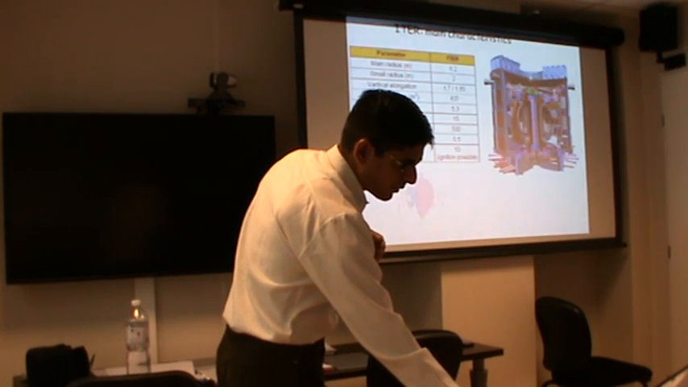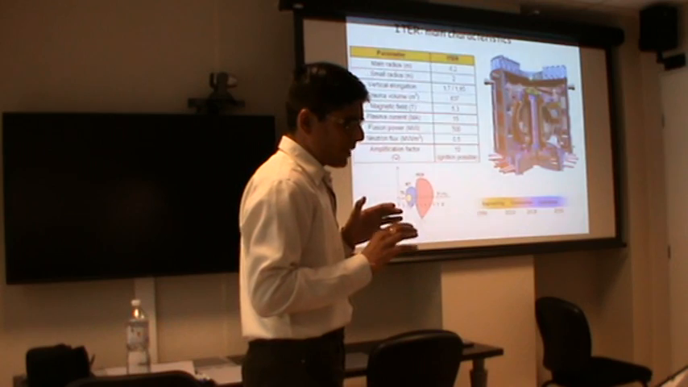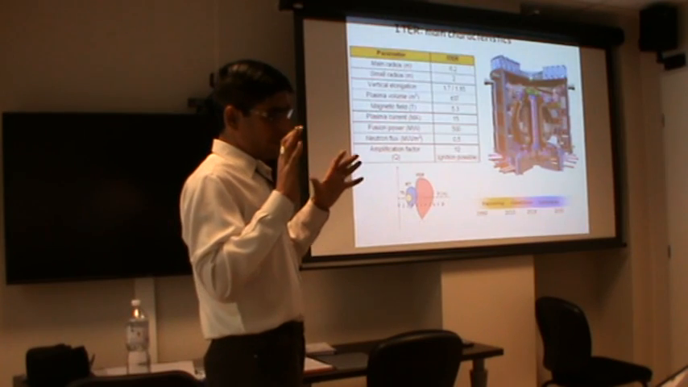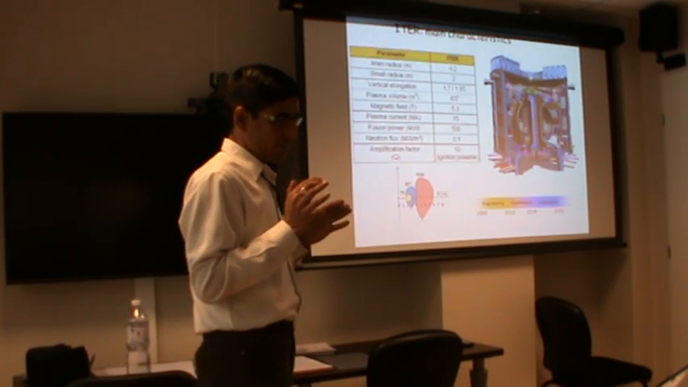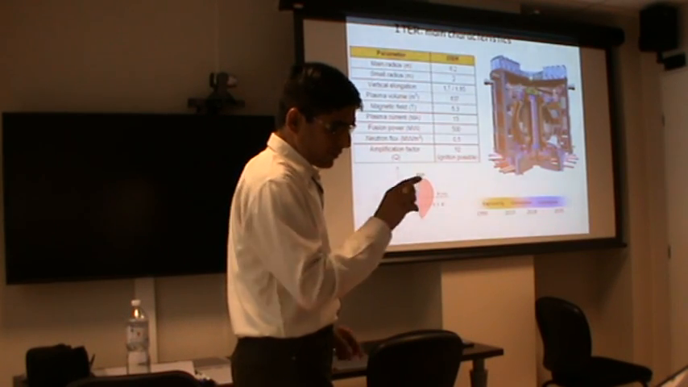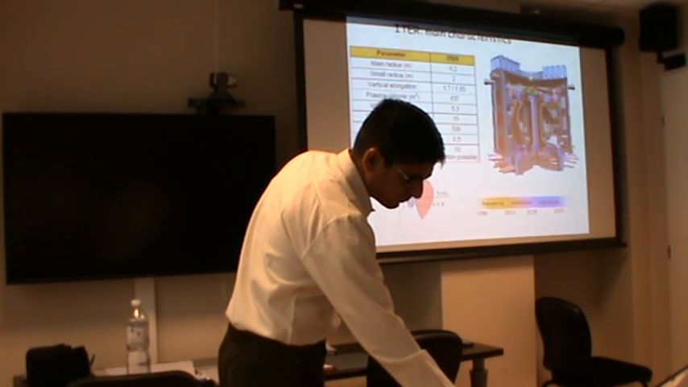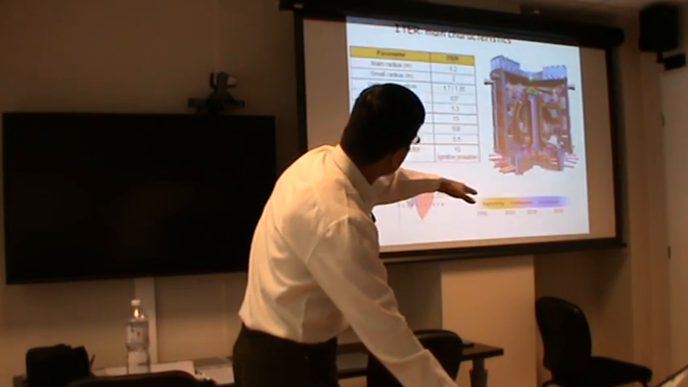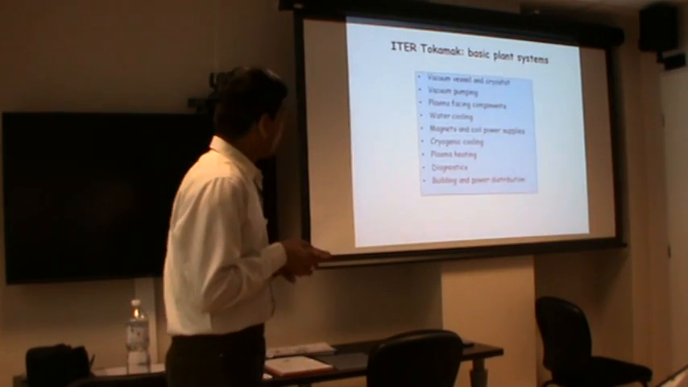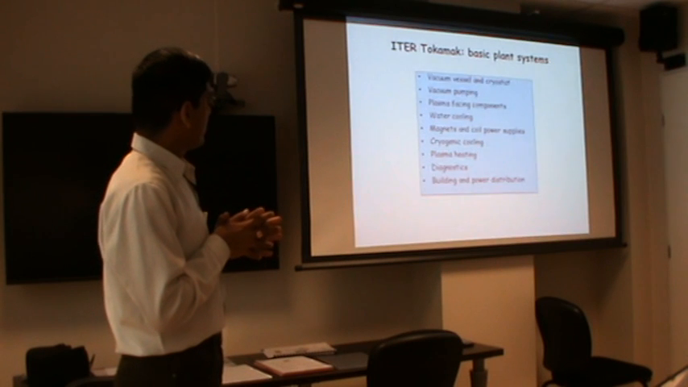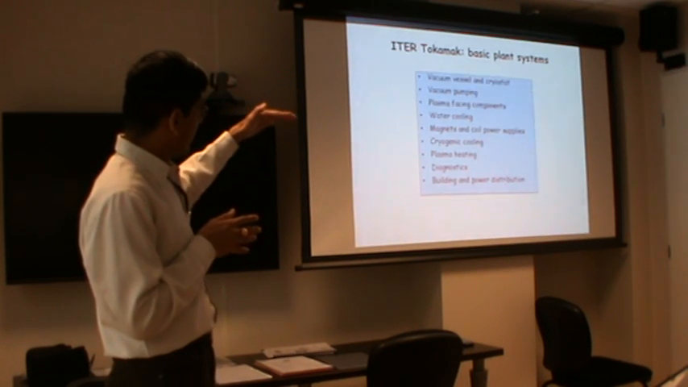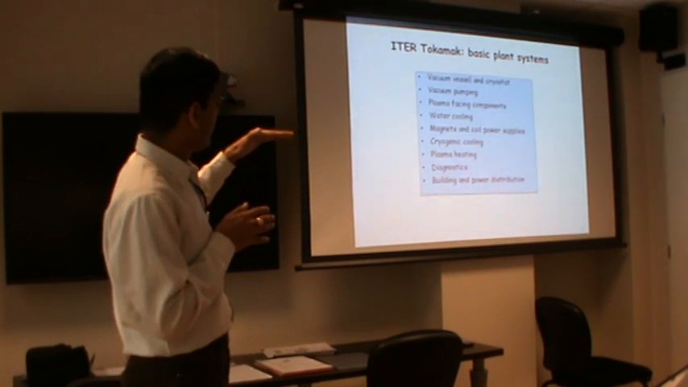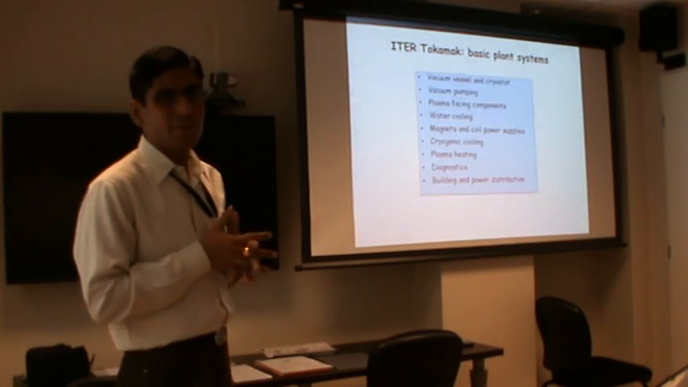ITER tokamak is based on these principles. These are the main characteristics of ITER: major radius, minor radius, vertical elongation, plasma volume, magnetic field, plasma current, fusion power, all these parameters. You can see the size of ITER tokamak compared to a human being. The ITER tokamak has the following plant systems: vacuum vessel, vacuum pumping, plasma facing components, water cooling, magnet coil power supplies, cryogenic, plasma heating, diagnostic, and of course building and power distribution.